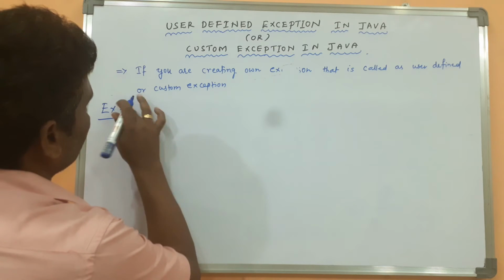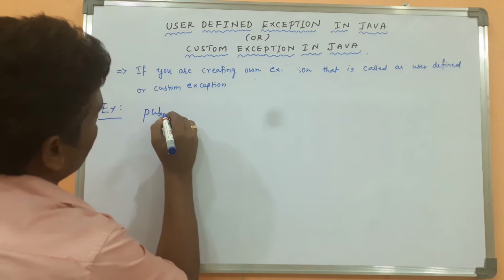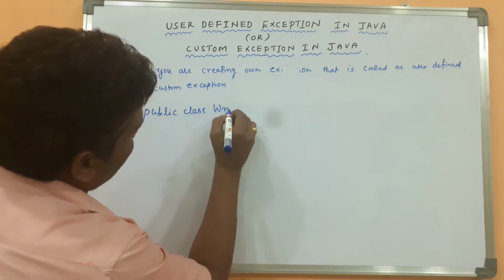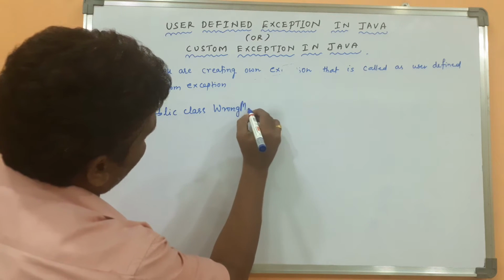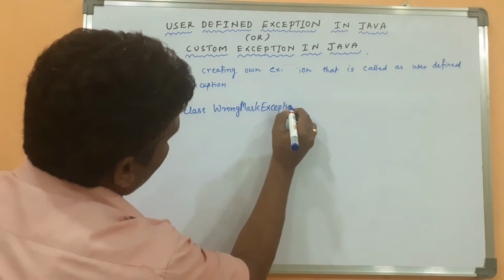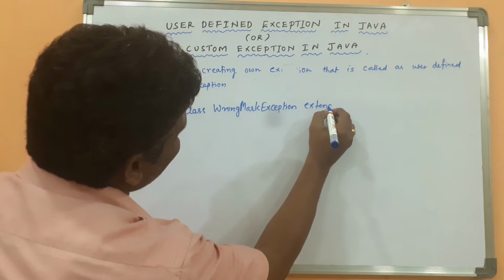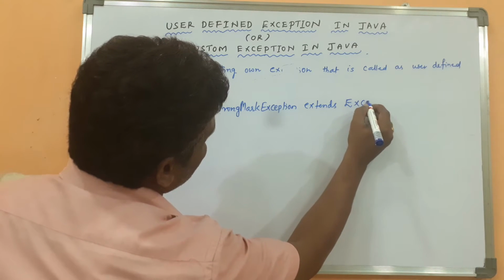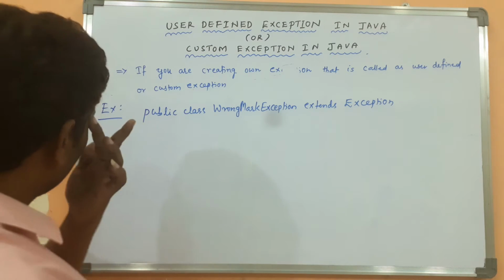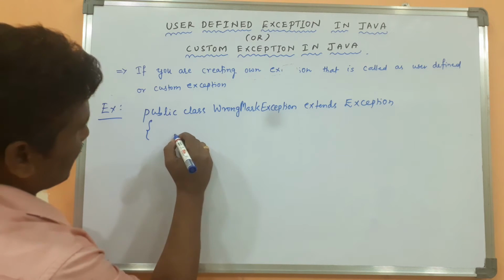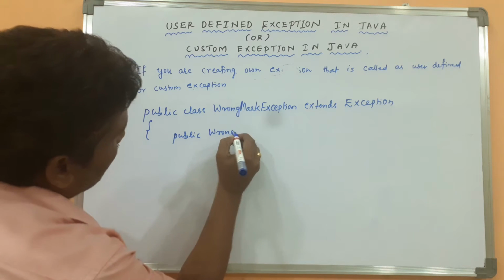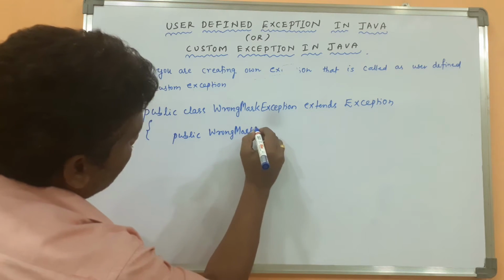For example, public class RankMarkException. I want to write the program for it. It extends Exception. Exception is in the java.lang package, so there is no need to import the lang package. Then here I want a constructor for RankMarkException with a String parameter.